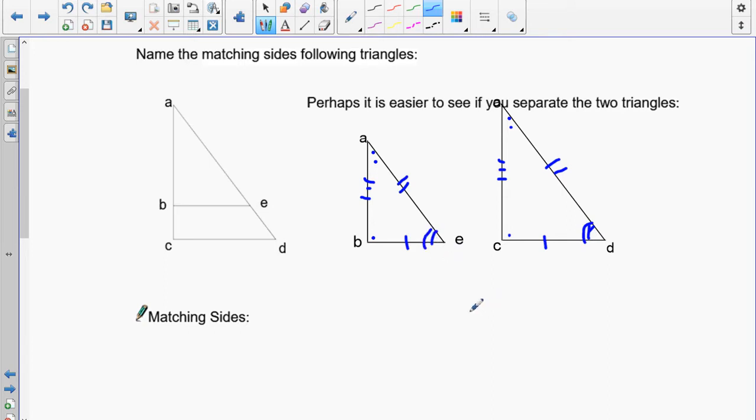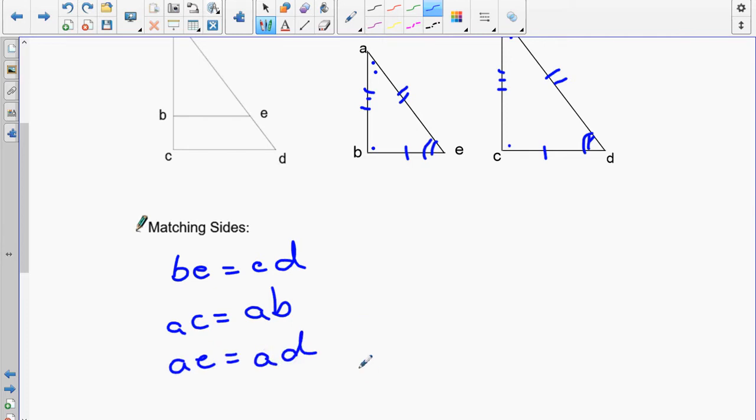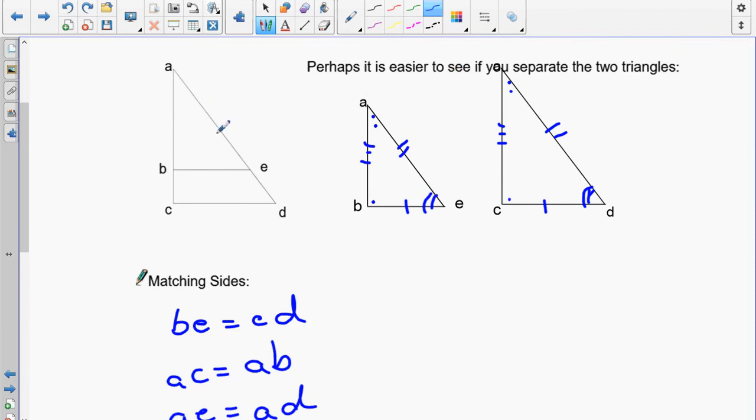All right. So to list the matching sides, let's take a look at what we got here. We got the 1 and the 1, so BE is equal to CD. We know that AC is equal to AB. And the last one, AE, is equal to AD. And you can see right here that this one is equal to this one, and this one is equal to this one. And of course, these two are parallel, so that one and that one match up.